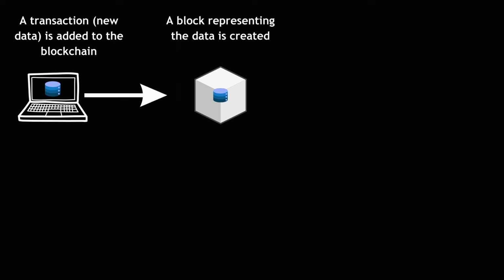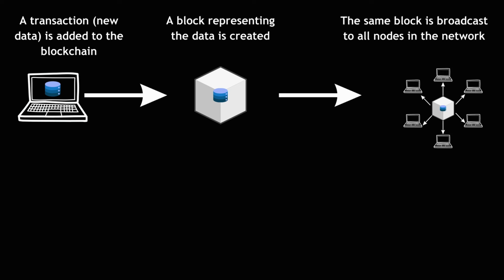Next, we have the block is broadcasted to the network. So after the block is created, it's broadcast to all nodes or computers in the network. These nodes are participants in the blockchain network, and their job is to ensure that everything in the block is legitimate. Next, we have nodes that validate the block.